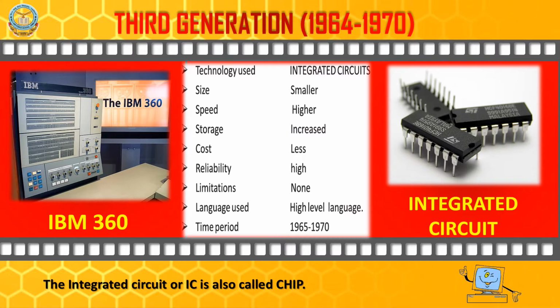Programming was done in high level language. These computers were smaller in size and cheaper than the second generation computers. In these computers, punched cards were replaced by keyboards and monitors. And these computers consumed less electricity. Examples of third generation computers are IBM 360, IBM 370, ICL 1900. The integrated circuit or IC is also called a chip.